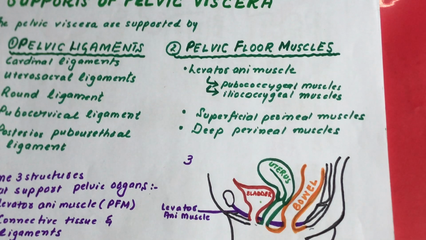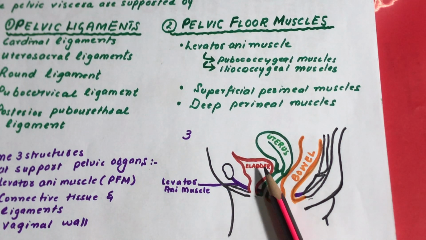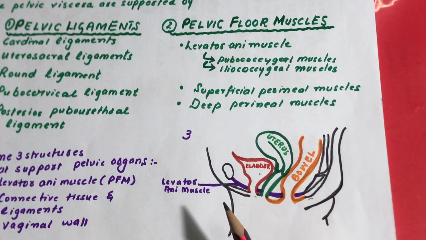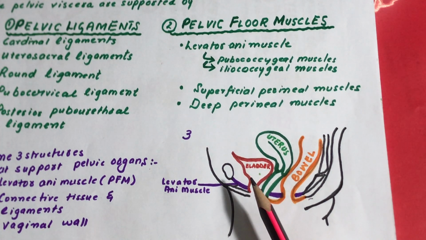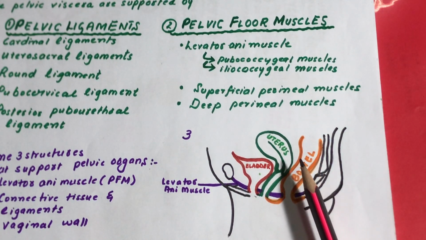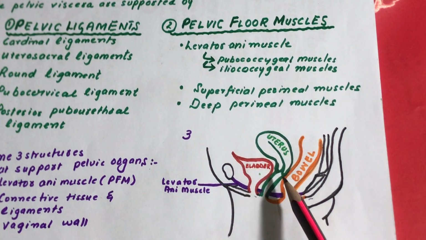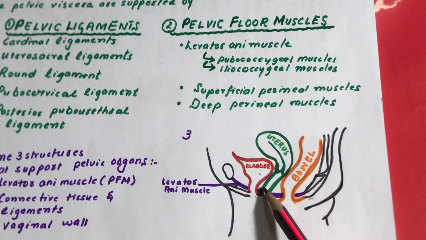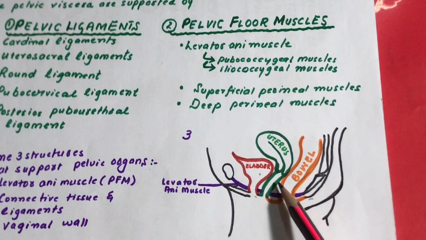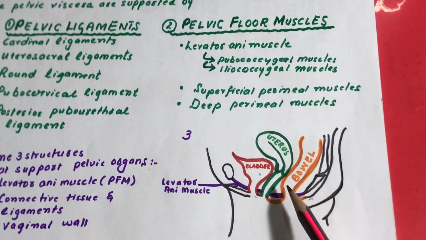In the coming lectures, I have to explain different diseases for which you should know that in the anterior compartment there is the bladder, and in the posterior compartment the bowel is present. This is the anterior vaginal wall. This is the uterus. This is the anterior vaginal wall, and this is the posterior vaginal wall. I repeat, anterior vaginal wall and posterior vaginal wall.